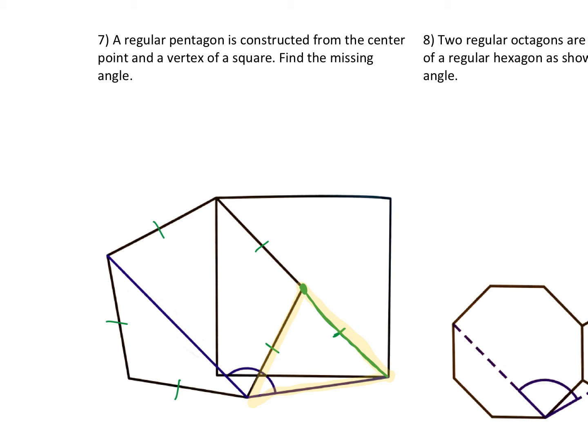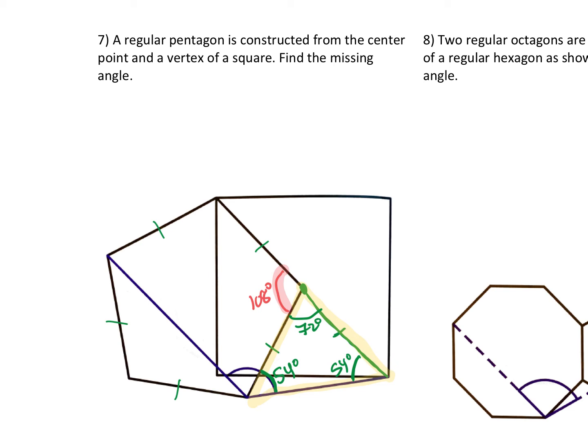Since we have, again, our lovely regular pentagon, I know that this is going to be a 108-degree angle, and this right here is going to be 72. That gives us, just like that last problem, that these two angles right here are going to be equal, and they're each going to be 54 degrees.